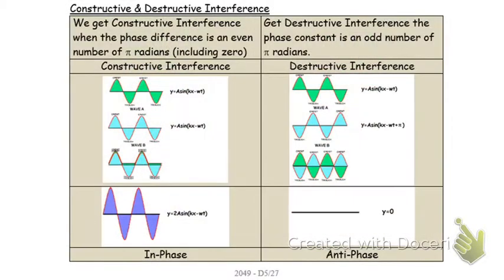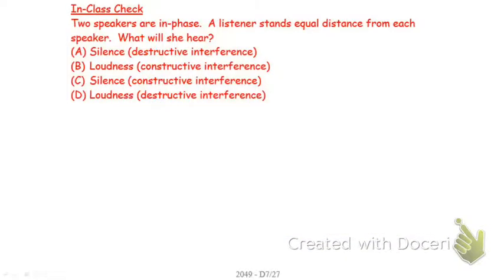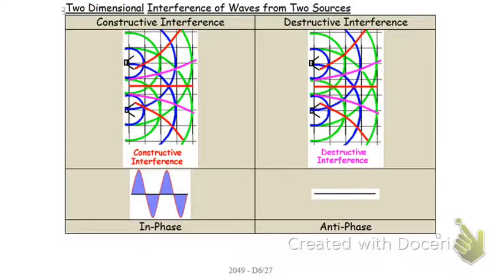These regions of constructive interference... So these regions are constructive interference. And then these regions are destructive interference. Okay.